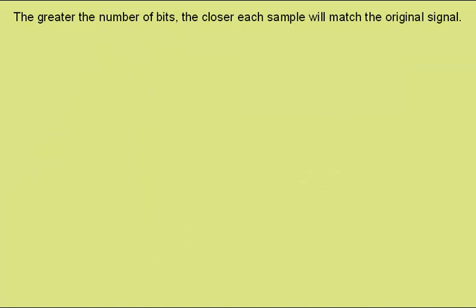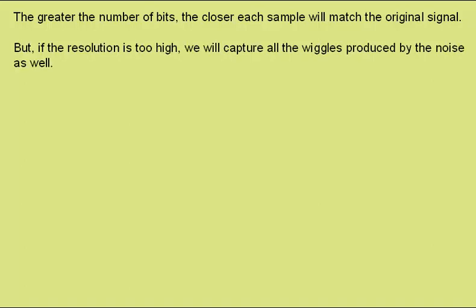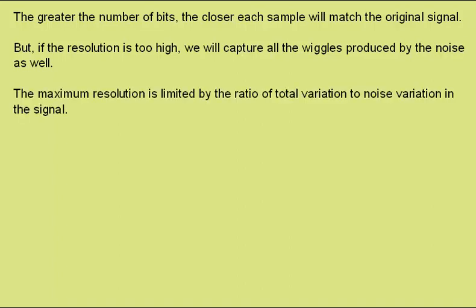The greater the number of bits for each sample, the closer each sample will match the original signal. But if the resolution is too high, we'll capture all the wiggles produced by the noise as well. The maximum resolution, i.e. picking up the original signal without picking up all of the noise as well, is limited by the ratio of the total variation of the signal to the noise variation.